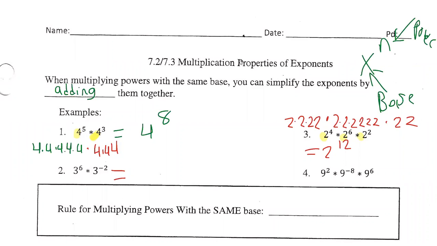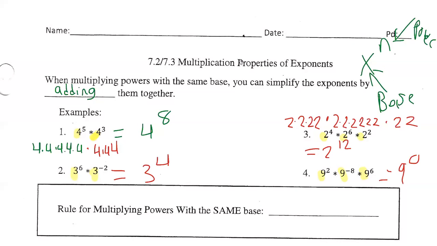Same idea if you have negatives, as long as you have the same base, like these are both 3 up to the same power, you would just add 6 plus -2, that would be 3 to the 4th. So negatives don't really change it when we're using this property. Same idea here, you would add the powers. 2 plus -8 is -6. Plus 6 would be 0.